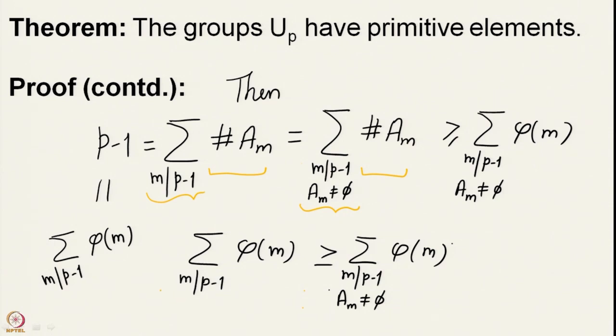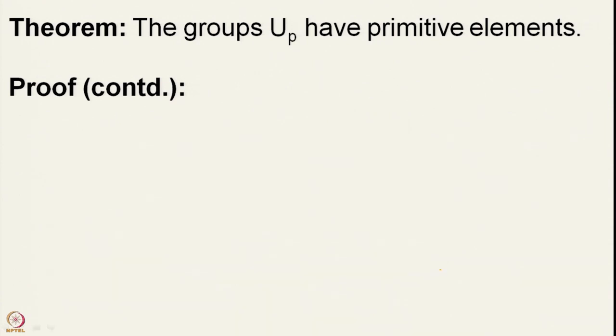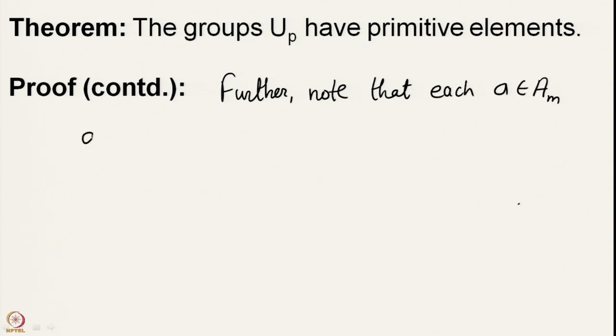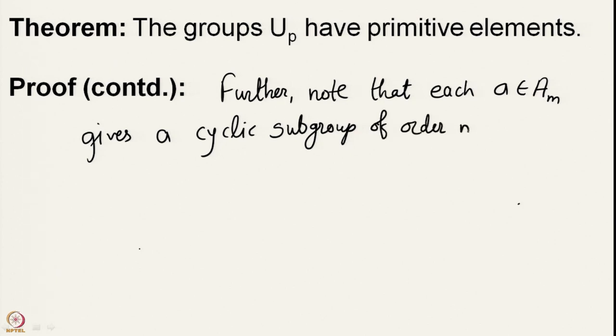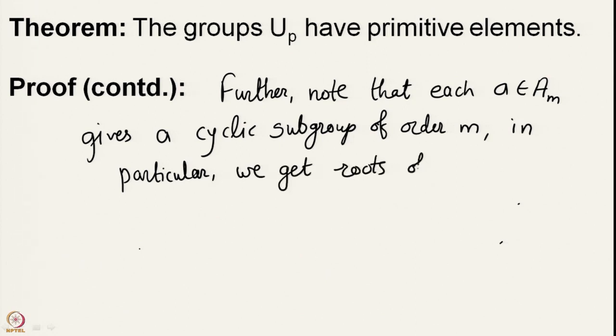So, here we have this inequality, and if you are not getting all of phi M, then some phi M should come with more multiplicity. Further, note that each a in AM gives a cyclic subgroup of order M. In particular, we get roots of x raised to M minus 1 in Zp.